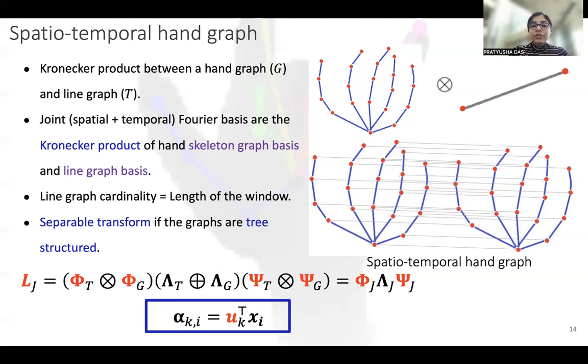Now, as this hand graph has some interesting properties, like it is tree structured, this spatio-temporal transformation is a separable transformation. That means we can first apply the spatial graph transform, and then we can do the temporal graph transform. And here, as you can see, once we extract the graph Fourier basis, this is the inner product between the graph Fourier basis and the graph signal, and alpha represents the features.